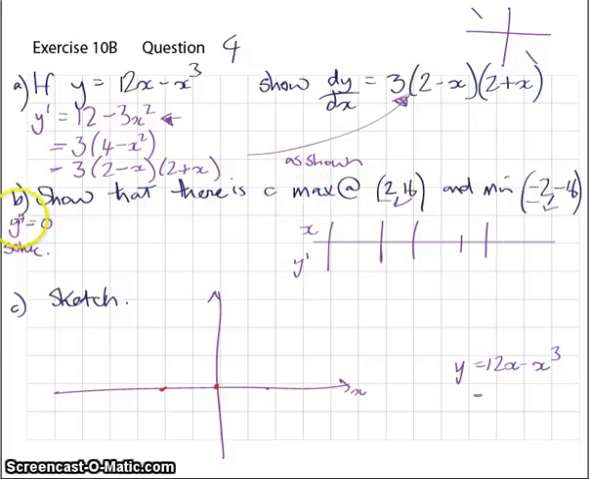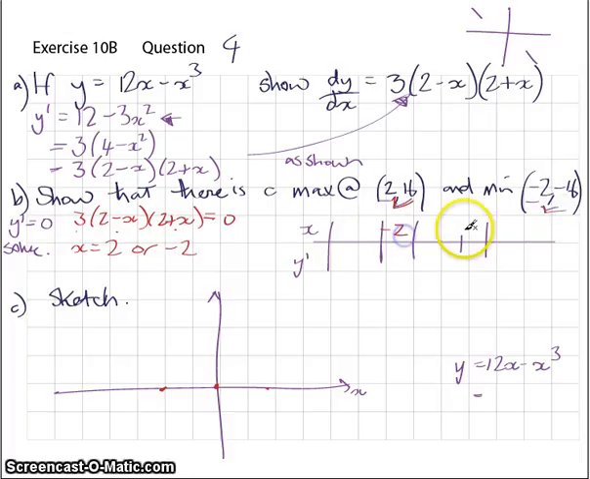So the first thing I need to do is set that equal to 0. So that is 3 times (2 minus x) times (2 plus x) equals 0. That's the reason that we like it in factorised form, because it makes the solving part easy. The only way that this can equal 0 is if one of these three terms is 0, so we can see that x equals 2 or minus 2, as was given here and here.